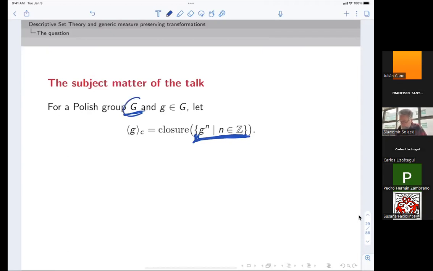And then inside of this group, I take the closure. So now this is again an abelian group, being the closure of an abelian group. But of course, the closure in general will add many new elements. So this group in general will be an uncountable group. Still I will be denoting this group, the closed group generated by G, with C here for closure. So this is the main object. If I have a Polish group, I will look at the closed group generated by elements of G.